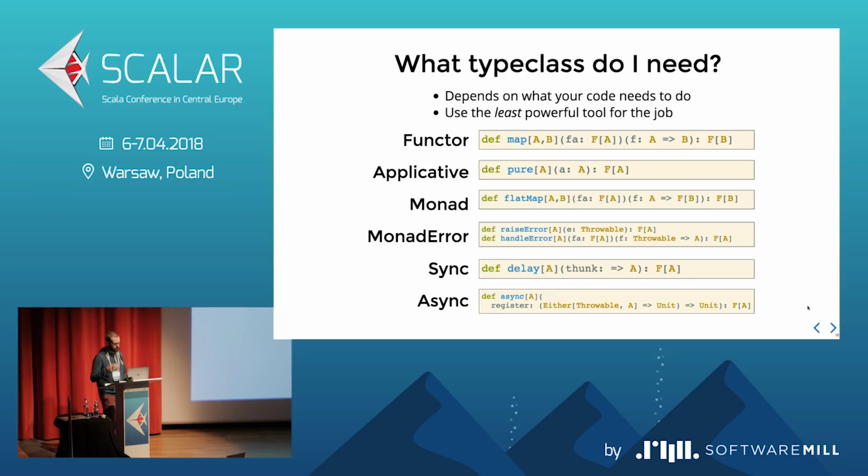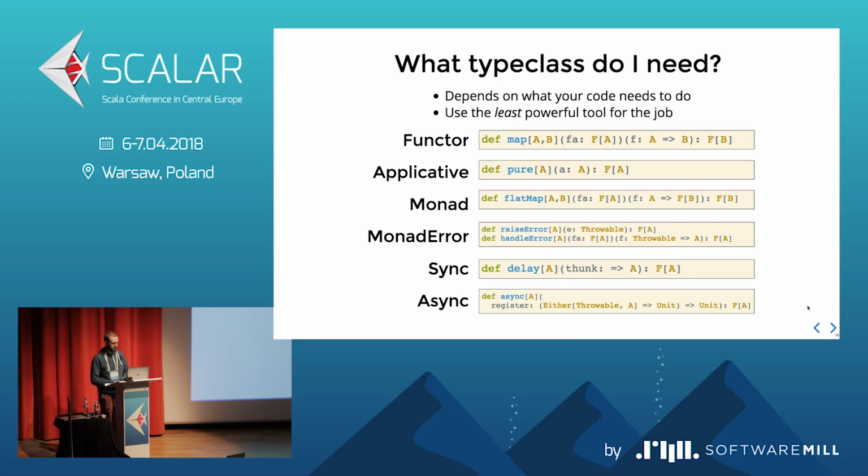So these ones I've listed here, these are listed in increasing power from top to bottom. So we start with functor. All you can do over that is map over that. So it has a map function. Then you have an applicative functor, which builds on top of functor. So it has a map, but it also has this pure method, which means you can now construct instances of F. You can take a value and you can wrap it up in an F.